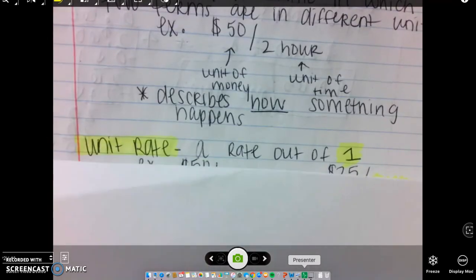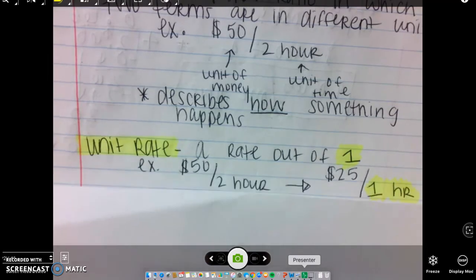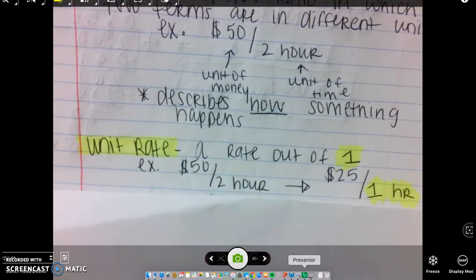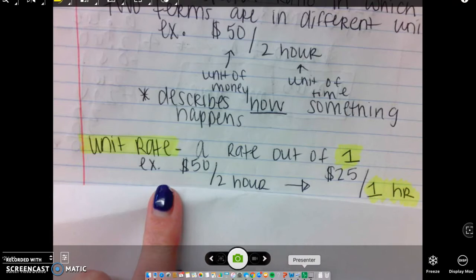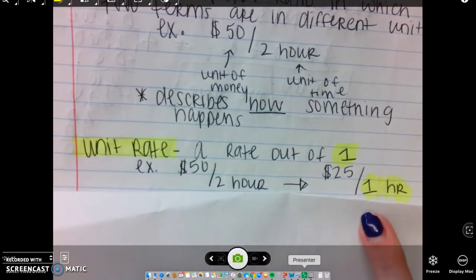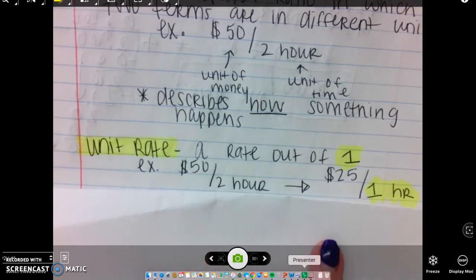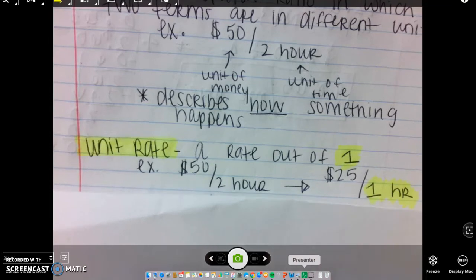So when we talk about unit rates, we get a little bit more specific. It's a rate that's always out of 1. So for example, we did $50 for 2 hours, but the unit rate would be how much for 1 hour. And then just with some division, I can do 50 divided by 2, and I can see that $25 in 1 hour. Pause if you need to.